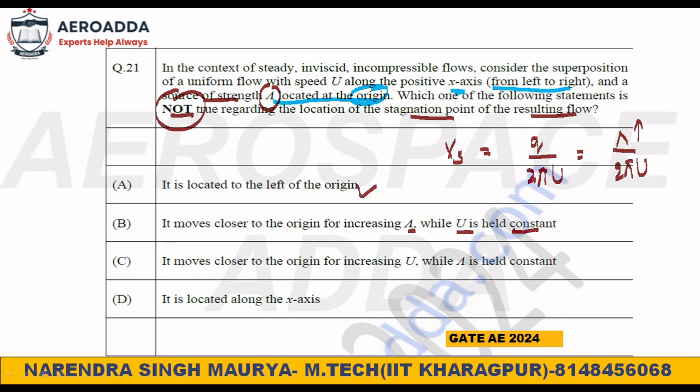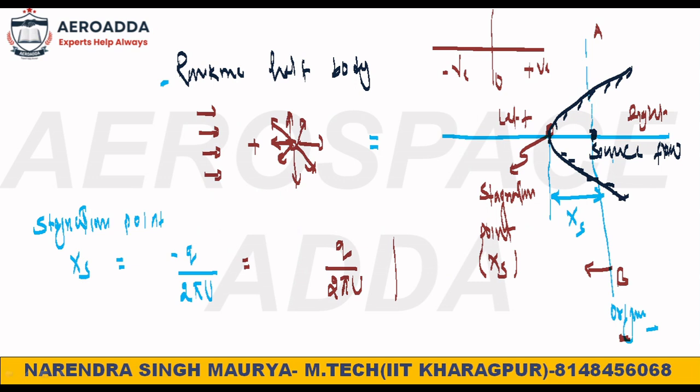No sir, it is false, it will go away. Yes, because see, where is the source? Source is here. So this q, q means gamma. If q is increasing, then it will try to push the stagnation point ahead. Means that the stagnation point will move in this direction. Yes or no? Because if q is increasing, then this stagnation point will move in the forward direction.